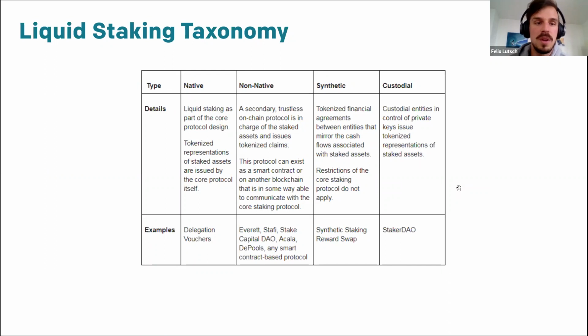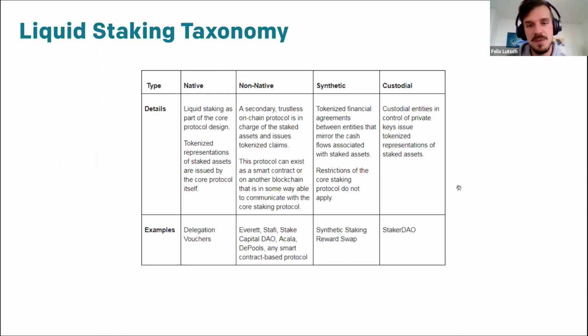So what that means is liquid staking is kind of this on-chain tokenization of staking positions, enabling staking assets to be used in decentralized finance applications and to be traded. And then in the report, we come up with this taxonomy where we assign different implementations. These different types are native, non-native, synthetic, and custodial.